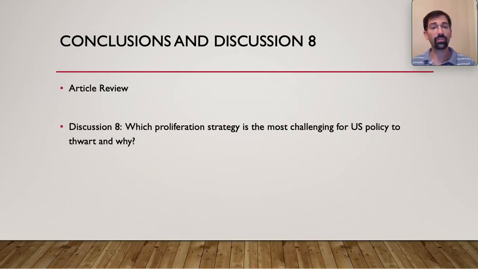All right, so this is discussion question 8. Which proliferation strategy is most challenging for U.S. policy to thwart and why? So he will tell you in the article, he says, hiding just doesn't work. But I want you to wrestle with this. Which of those is going to be the most difficult to circumvent or to identify?